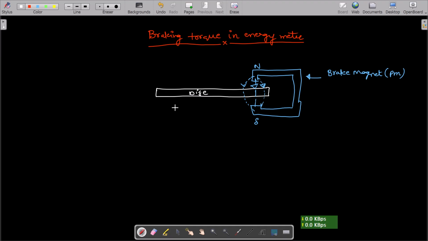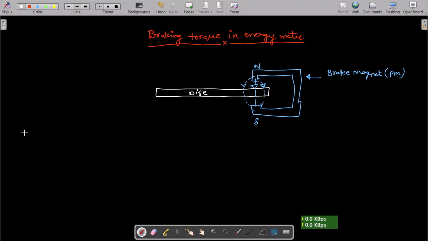Because of that, we can imagine that disc as a conductor, and that conductor is moving in this flux, whatever flux is there. That is a motional EMF which is similar to BLV. Now this EMF in this disc will produce eddy currents in the disc.